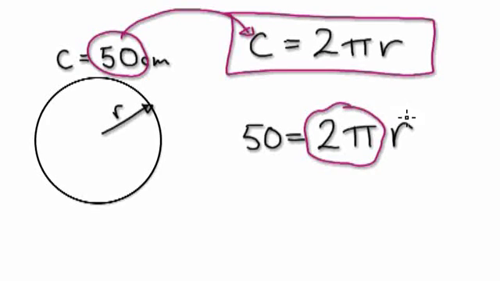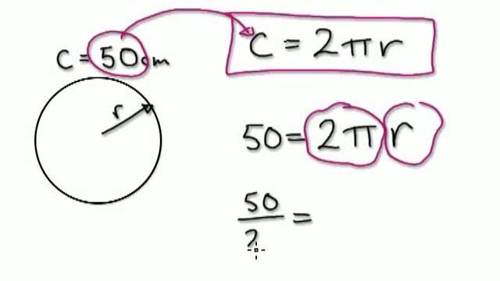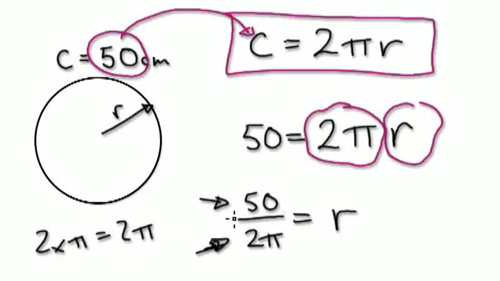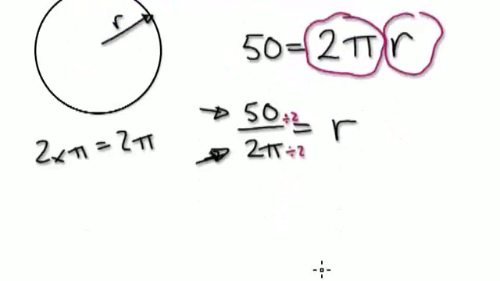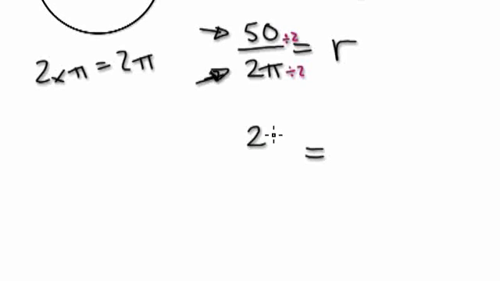Now imagine this is like one bubble here multiplying this bubble here. So inside your mind, divide both sides by 2 pi. So take the 50 down, divided by 2 pi, and then r equals this. This is even at the bottom as well. So here, remember, 2 times pi is 2 pi. So since they are even numbers, you can divide top and bottom by 2. So 50 divided by 2 is 25. 2 pi divided by 2 is pi. So that equals r.